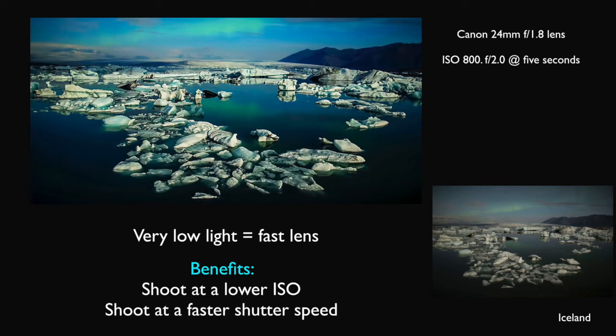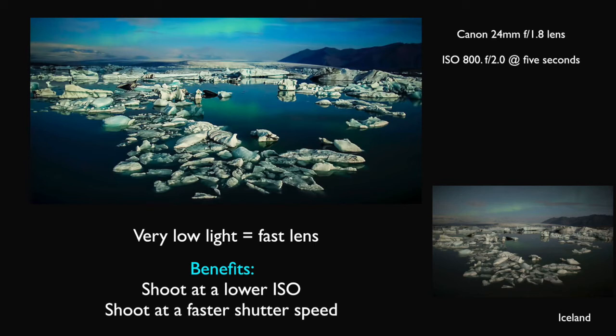So, fast lenses have two main benefits. Number one, they let you shoot at a lower ISO than you can with a slower lens, so you get a cleaner shot with less noise in it. Fast lenses also let you shoot at a faster shutter speed. So if you're photographing a scene like this in Iceland where the ice is moving, it's moving slowly, but it's still moving, you can shoot at a faster shutter speed to freeze the action. So fast lenses are great if you're shooting in low light.